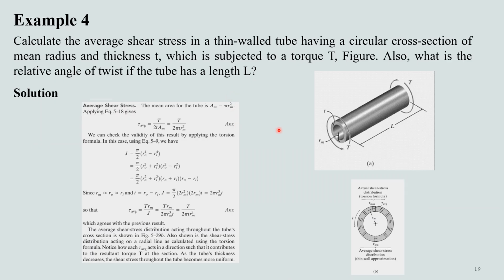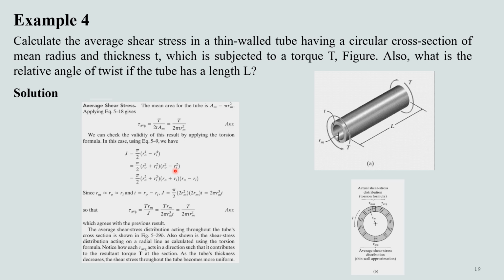So now in this final example, we have to determine the average shear stress in a thin-walled tube having a circular cross-section of mean radius rm and thickness t, which is subjected to a torque T. Finally, we have to determine the relative angle of twist if the tube has a length L. The mean area for the tube is Am equal to pi rm squared, where rm is the mean radius that we are taking for this cross-section. Applying the equation that we have just derived in the previous slide, tau average is equal to T divided by 2 pi t rm squared. Now we can check the validity of this result by applying the torsion formula.